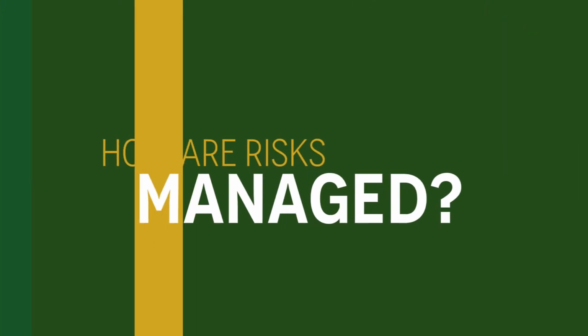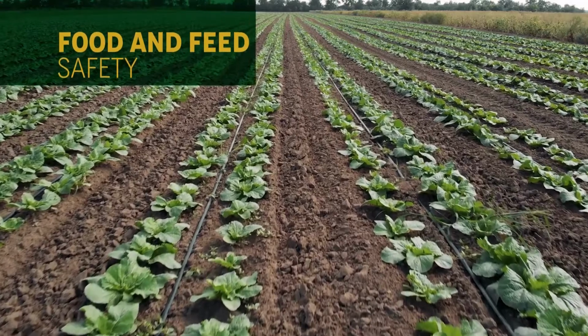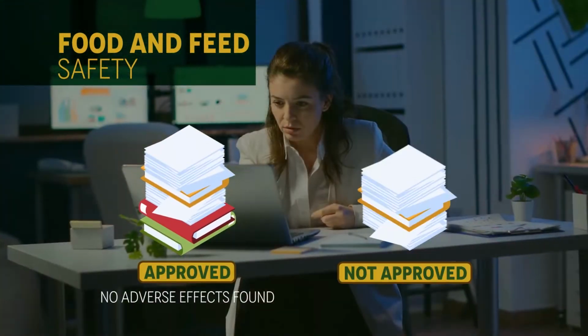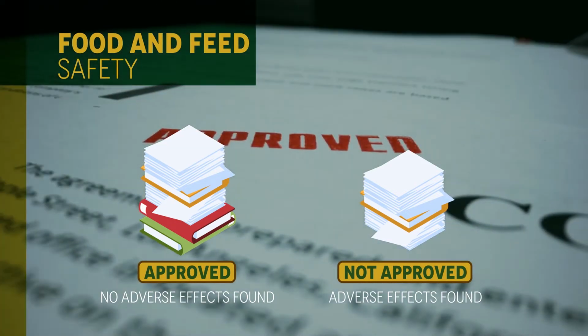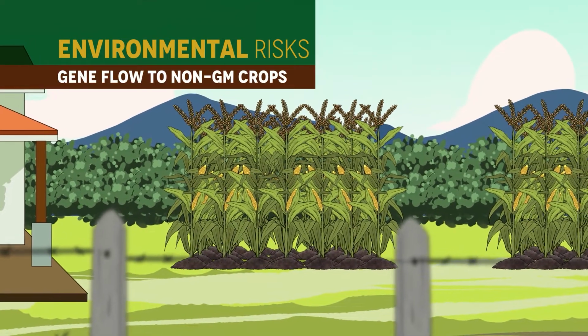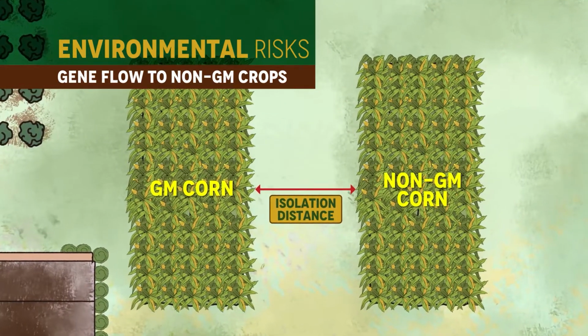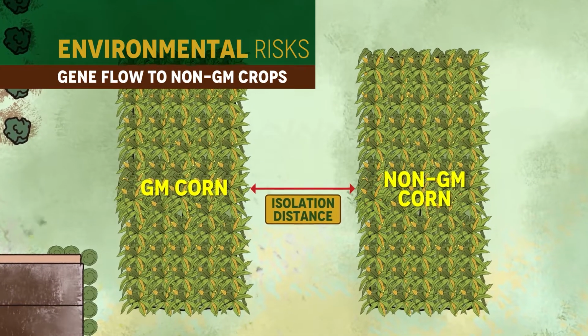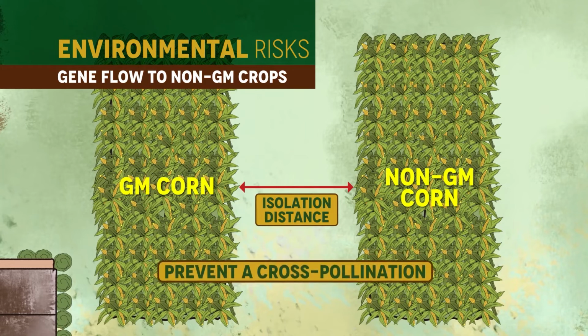How are risks managed? Food and feed safety. Approvals are not given if there are adverse effects found at the development stage. Environmental risks. Gene flow to non-GM crops. Isolation distances are maintained, which is the minimum distance between GM and non-GM crop fields of the same species that should prevent cross-pollination above threshold levels.